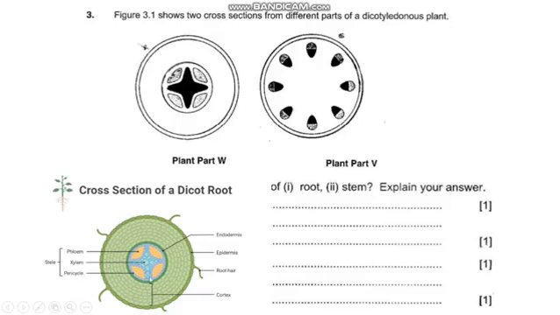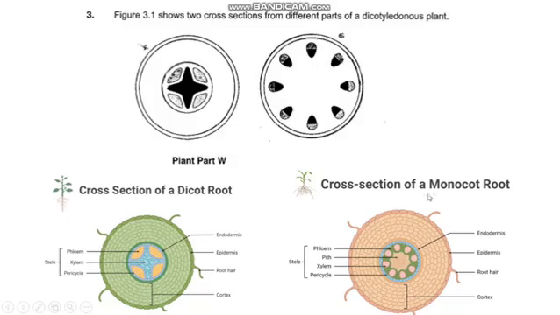Then let us look at another structure, which is the cross section of the monocot root. So in this cross section of the monocot root, we have the endodermis, we have the epidermis, the root hair, the cortex, the pericycle, the xylem, and the pith, also the phloem. So you can notice that in the cross section of the dicot root right here, there is absence of the pith, but here in the cross section of the monocot root there is the presence of the pith.